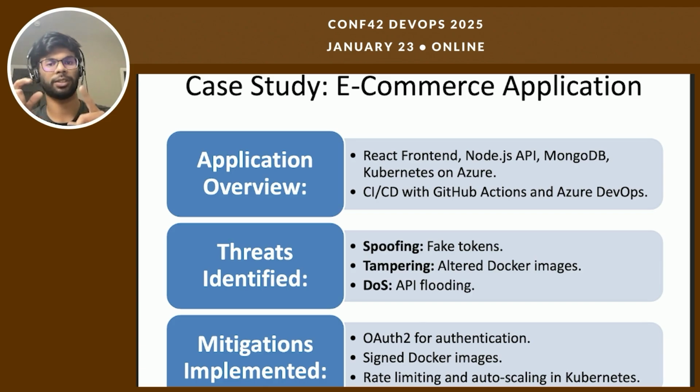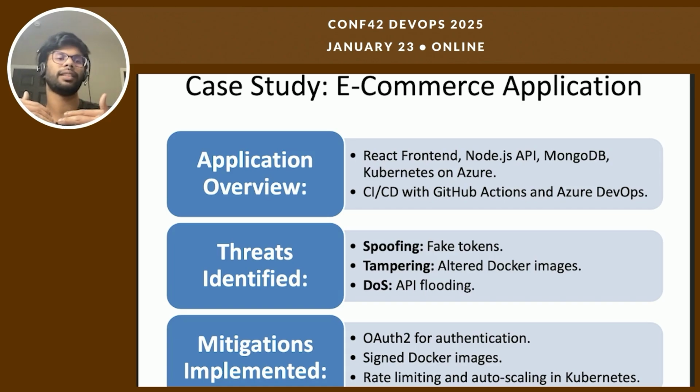STRIDE, wherein S stands for spoofing. Because the user is able to log in, there's a possibility of fake tokens and session hijacking. So in order to mitigate this threat, are we using OAuth 2 for authentication? Next comes tampering. The possibility of tampering can be when there's a bad actor who is going to alter the Docker images or any code that we are deploying. So in order to mitigate this risk, we need to make sure that any code that is getting deployed is signed, as well as the Docker images.